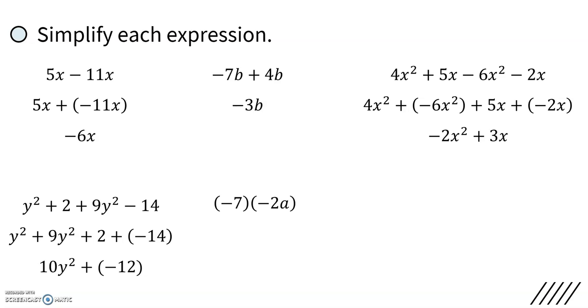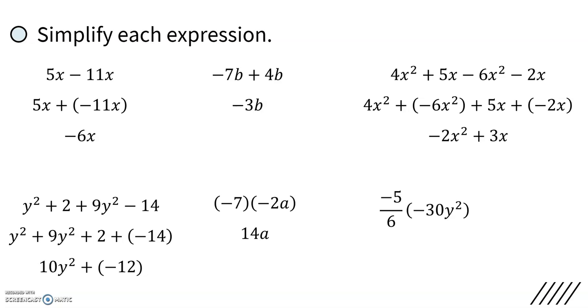Negative 7 times negative 2a. Negative 7 and negative 2a are not like terms, but it is not asking you to add them. It is a multiplication problem. Negative 7 times negative 2a, just multiply the coefficients: 14a.